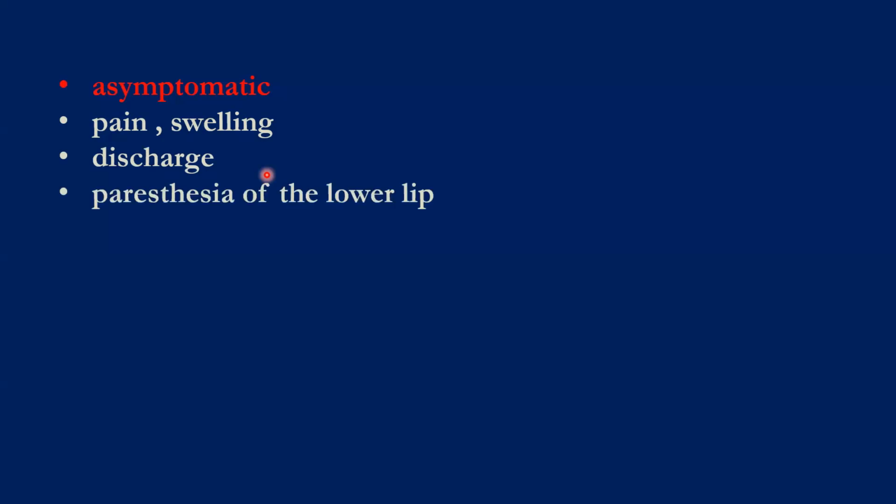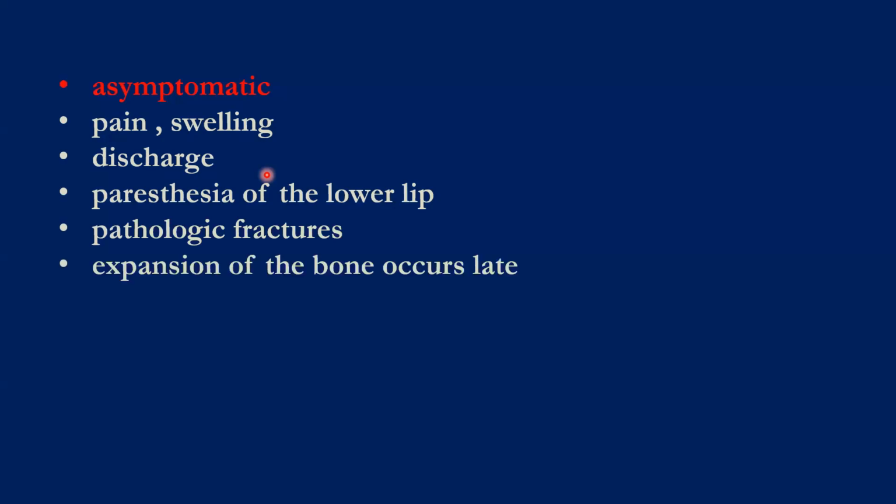It is usually asymptomatic, sometimes can be associated with pain and swelling, and even a discharge at times. Paresthesia of lower lip, that is partial paralysis of the lower lip, can sometimes be associated, especially when the lesion is really large and is very close to the nerve and is applying pressure. Pathologic fractures are common because of the enlargement of the cyst, and expansion of the bone occurs in later stages.